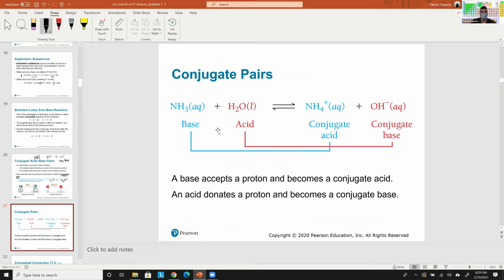So here's a reaction with ammonia and water. Here you have ammonia is the base, water is the acid. Ammonia's conjugate acid is the ammonia form when it gains the hydrogen. So it's NH4 plus. H2O is an acid. Its conjugate base is when it loses that hydrogen, meaning when it becomes OH minus. And it's the same thing every time. So right now, we'll do an example.